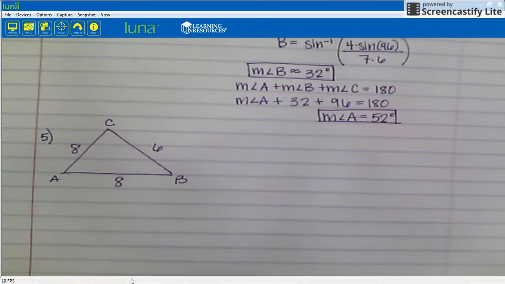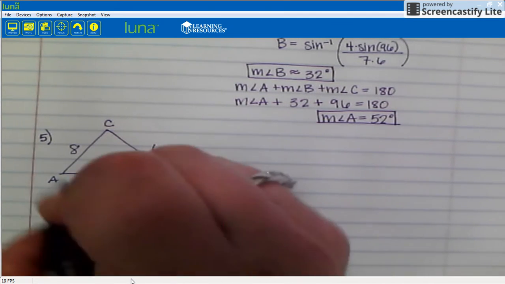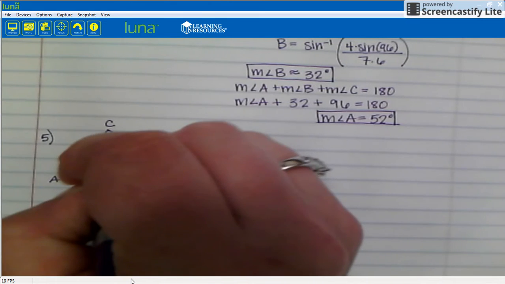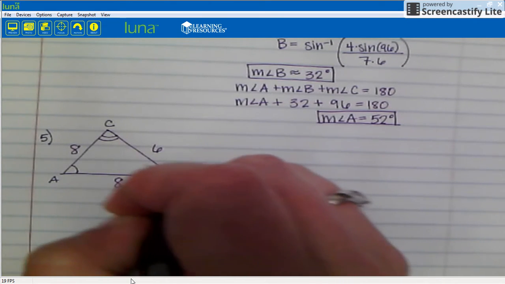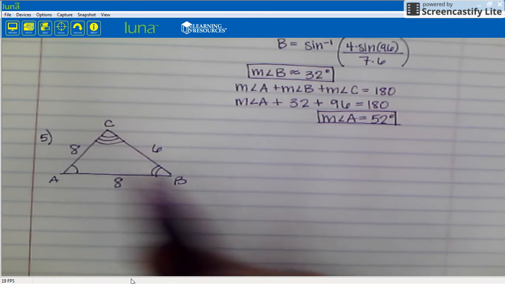Okay, so you're going to want to very badly use the Pythagorean theorem with these, but you can't use the Pythagorean theorem unless it's a right triangle. So that's where our law of sines and cosines comes into play. So the first thing I'm going to do is use the law of cosines to solve for angle A.